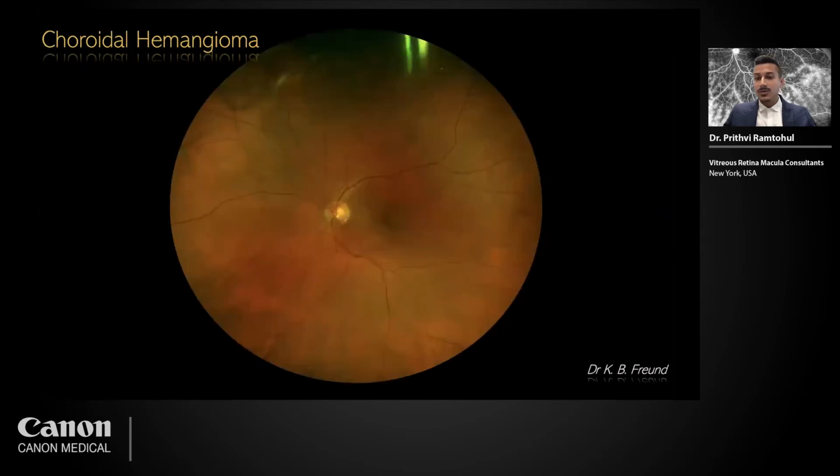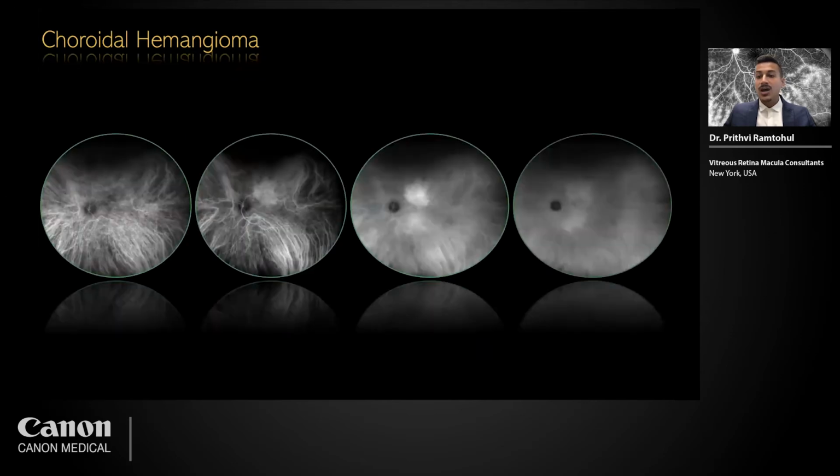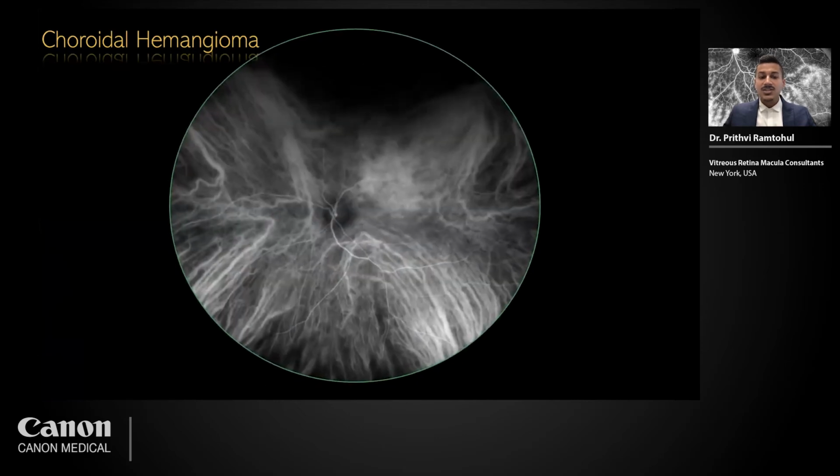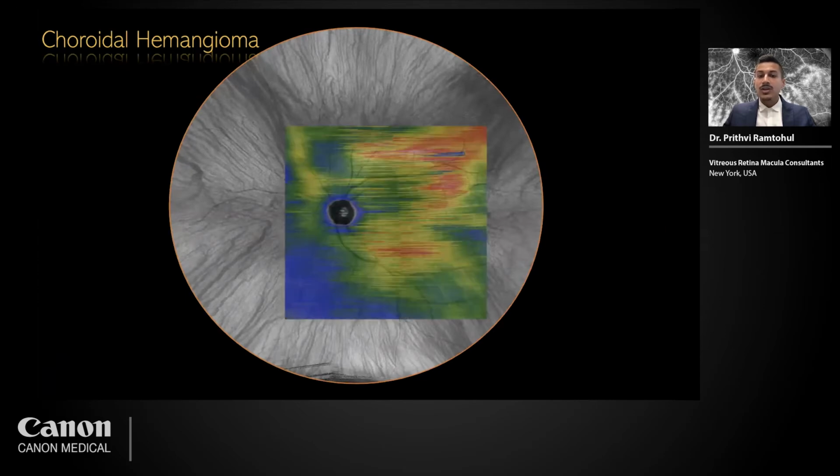This is the last example, a patient with choroidal hemangioma. A deeper look at the fundus photography shows an orange lesion at the level of the temporal vascular arcade. This is the typical ICG sequence of choroidal hemangioma with early hypofluorescence, progressive increased fluorescence, and eventually late washout. The en-face OCT image shows the dilated mass-like lesion in this case, and the choroidal thickness map shows the increased choroidal thickness at the level of the lesion.